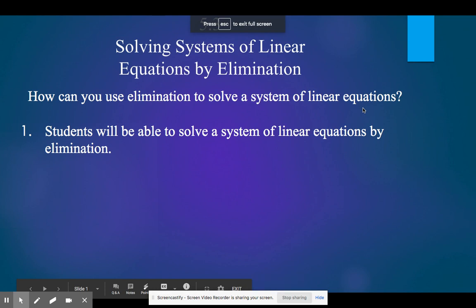So last day of learning about systems. This is your last process, and that's the elimination process. One thing I want to mention before we jump into this, you can use any of the three processes that I've taught you up to this point to solve for systems of linear equations.